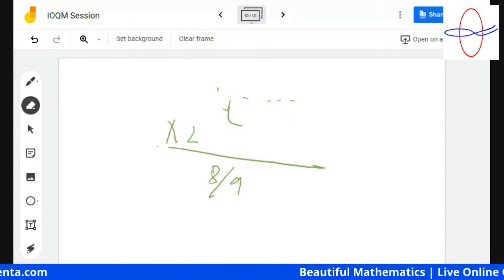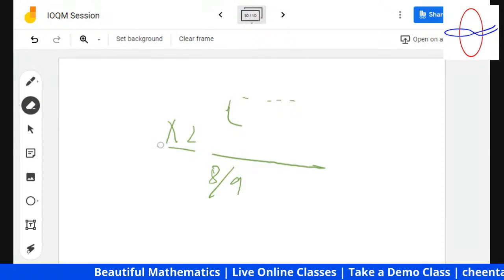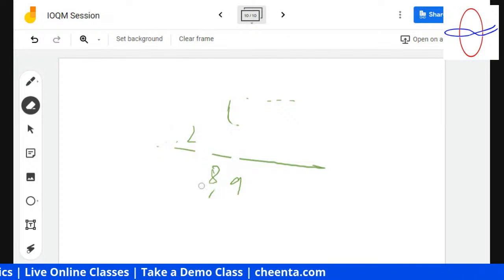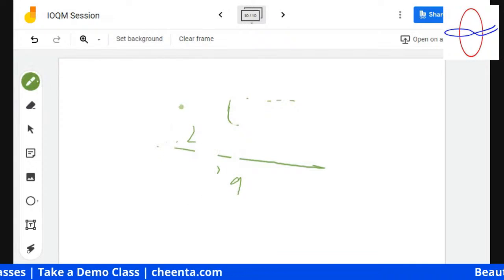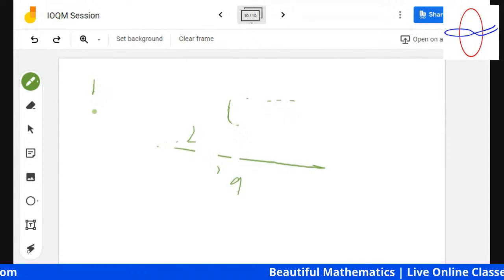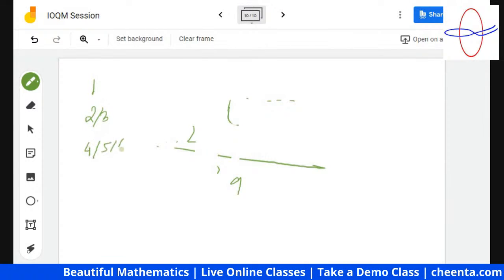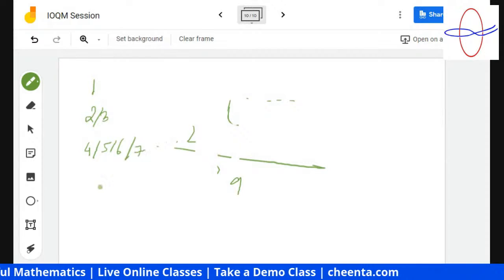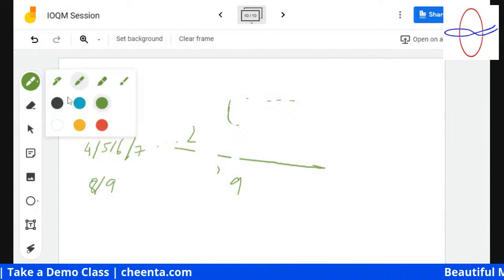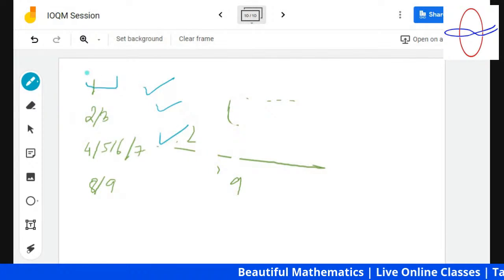So we have these three cases. The idea is that numbers can start with 1, then it goes to 2 or 3, then it goes to 4, 5, 6 or 7, and then the remaining is 8 or 9, right? So we will find out each one of these groups.